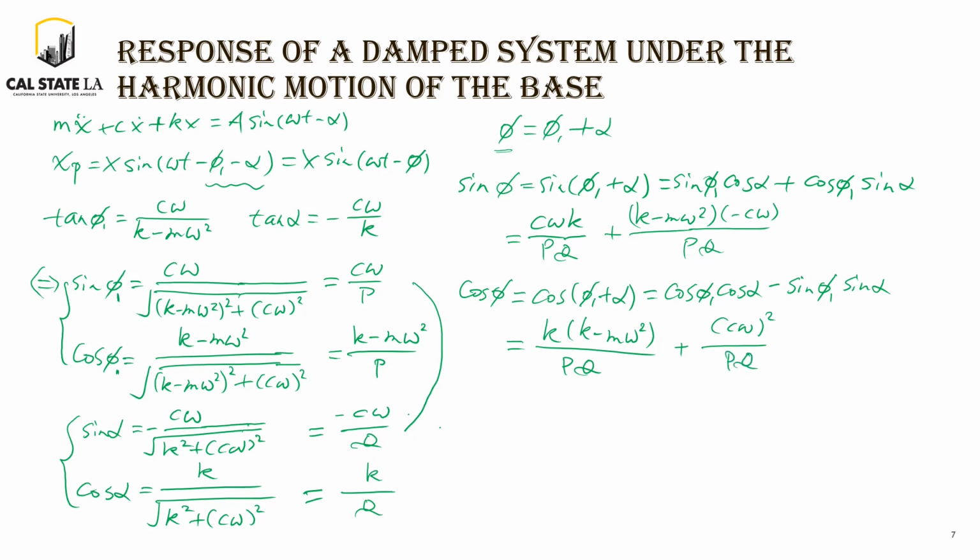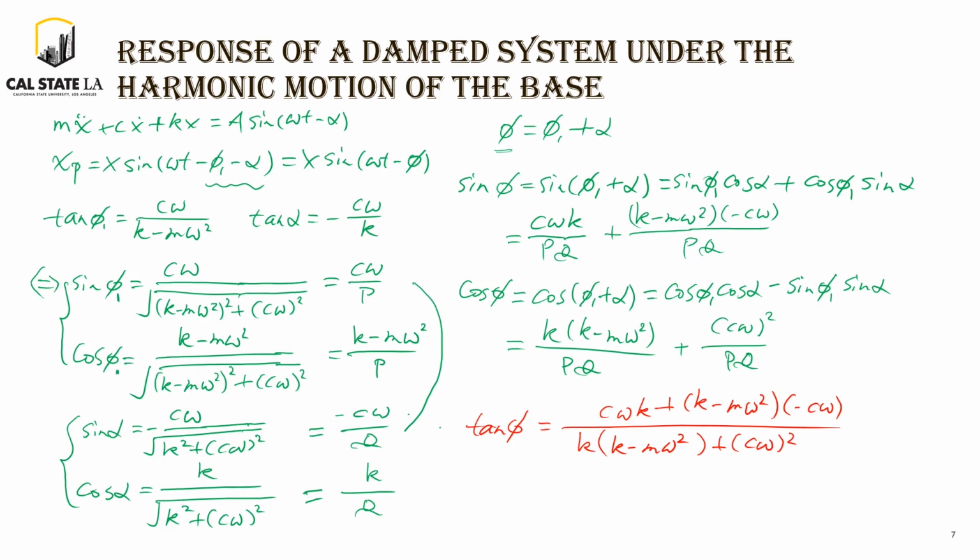Great, we are close. So now we have sine phi and cosine phi. We can find the tangent phi. Tangent phi is equal to c omega k plus (k minus m omega square) minus c omega over k times (k minus m omega square) plus c omega square.